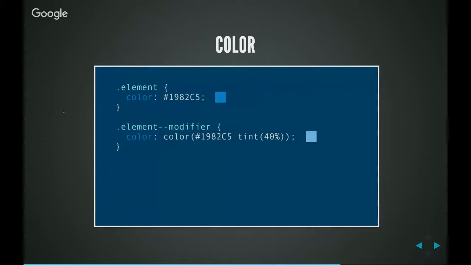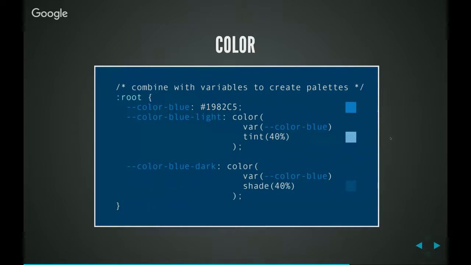So we can say element color, and then there's our hex value. And then we could take this color function, you'll see it right here, and we pass a hex value into it, and then we use tint. If you're familiar with lighten and darken in Sass, tint and shade are going to be your equivalents. So you'll see this is a 40% tinting of this root hex value. Again, shade will darken that up 40%. And then we can start combining these things.